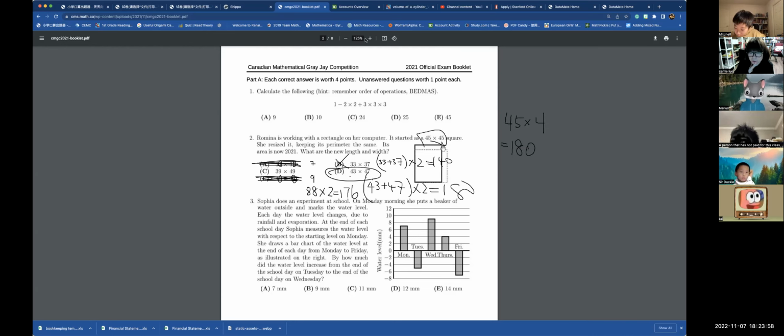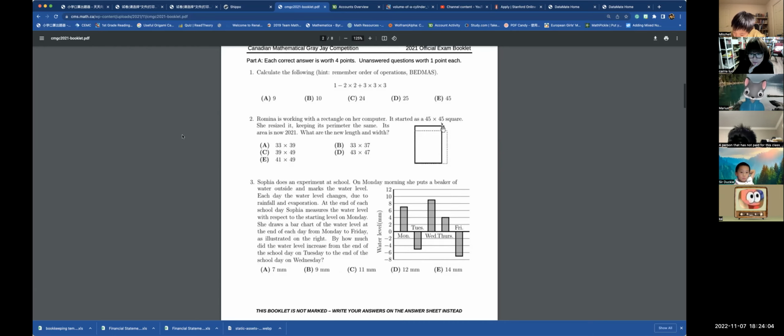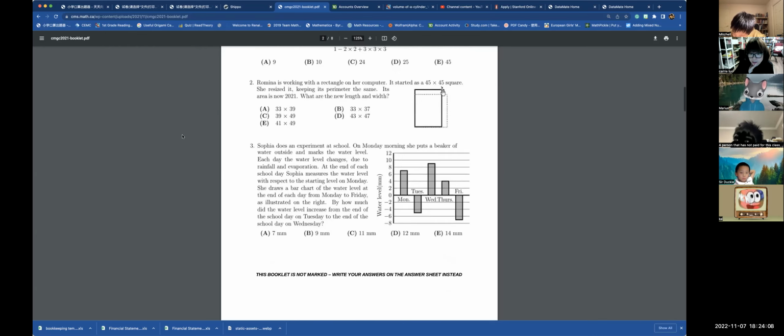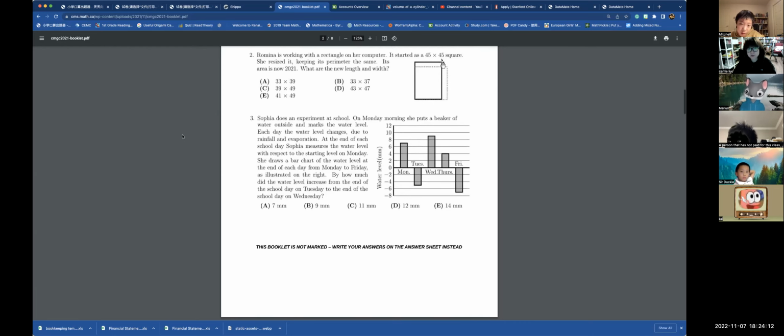Understand? Okay, you will notice this question is actually not very difficult, but it requires a lot of time to understand what the question is talking about. Correct? Okay, so let's take a look at number 3.